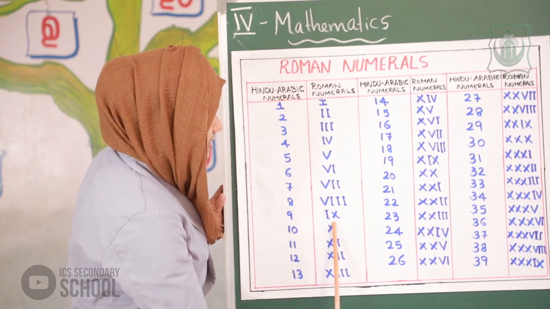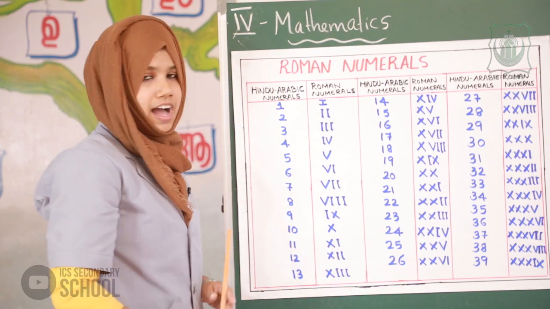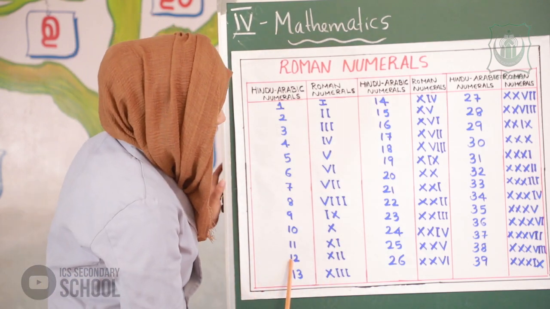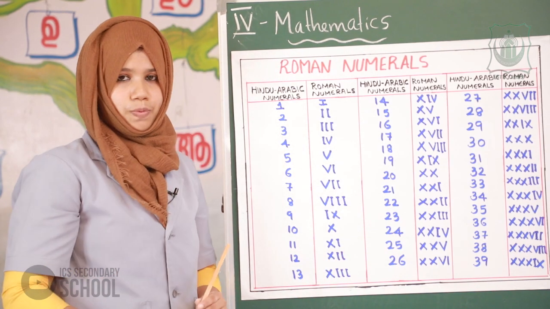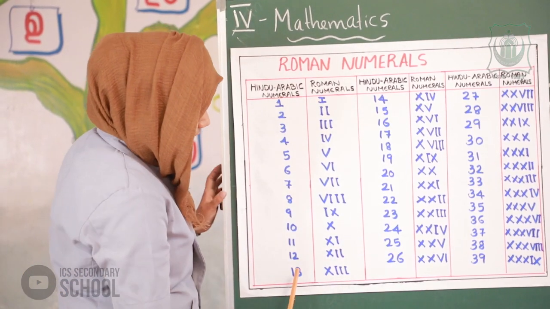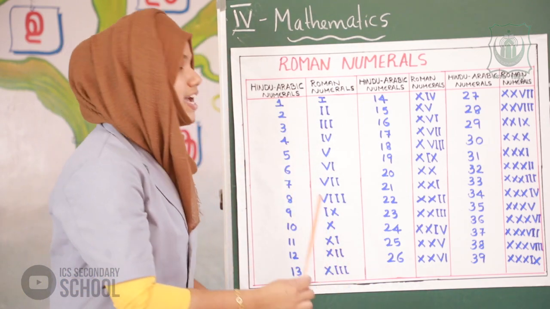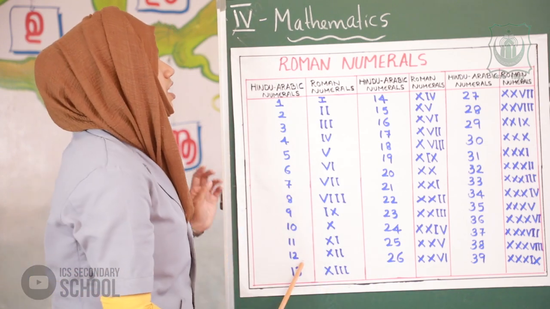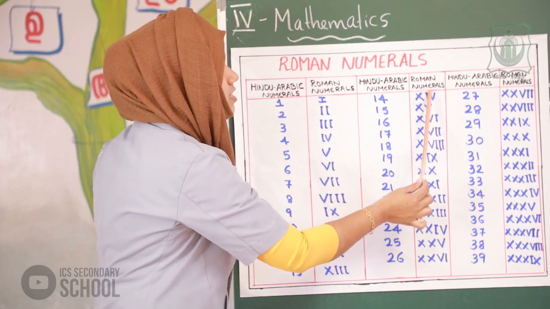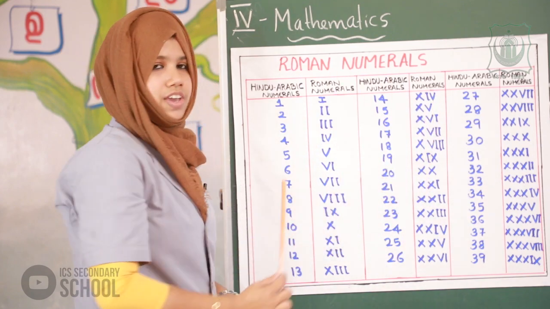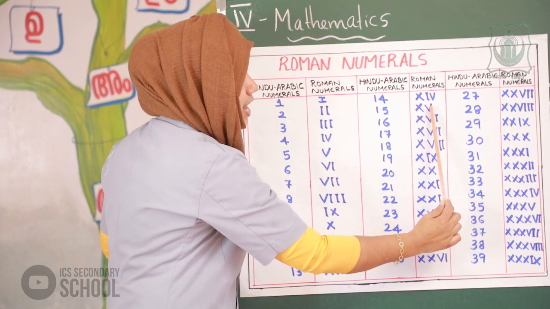Okay. Next, 10 is represented as the letter X. Next is 11, that means X and I, 10 and 1. The 12 is X and 2 I's, that means 10 plus 2 is equal to 12. Next number is 13. The X and 3 I's are there, 10 plus 3. Next number is 14. The Hindu Arabic numeral is 14 and its Roman numeral is XIV. 10, 1 and 5. Okay. 15 is X and V.